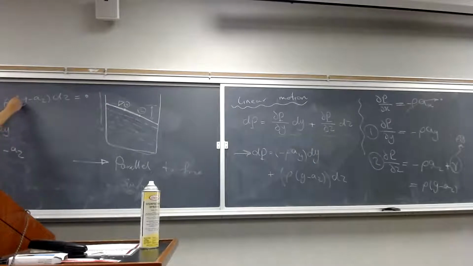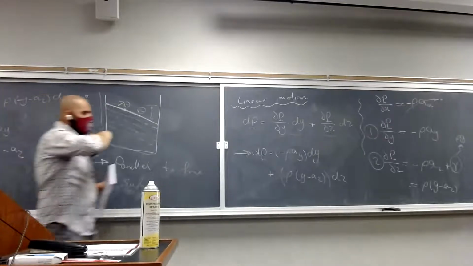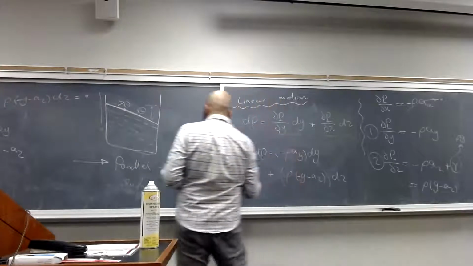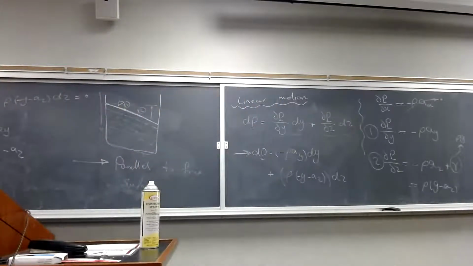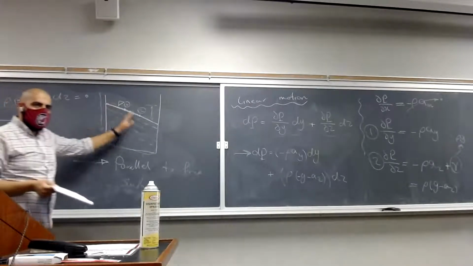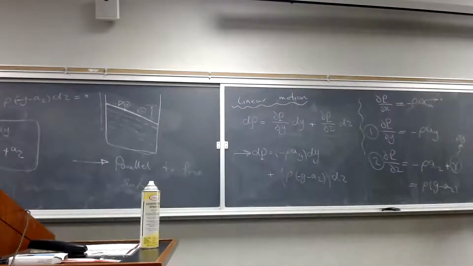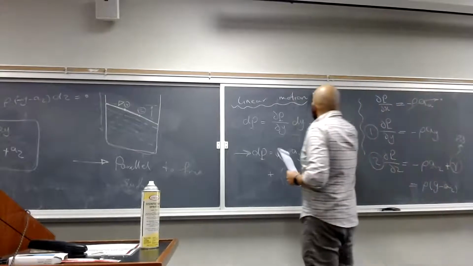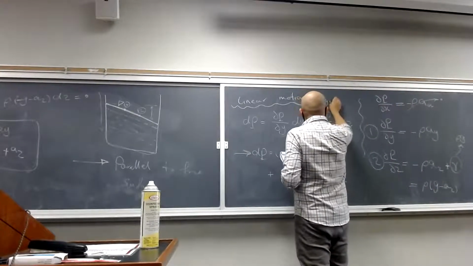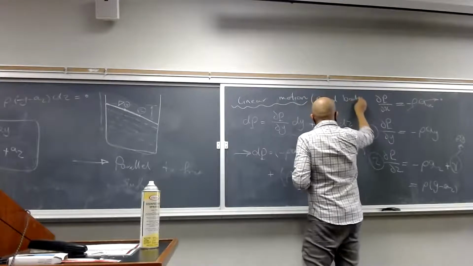That's actually both of these have a negative sign. That was my mistake. Okay, so you will eventually end up with this equation. This is the slope of a constant pressure line during the linear rigid body motion of a fluid.